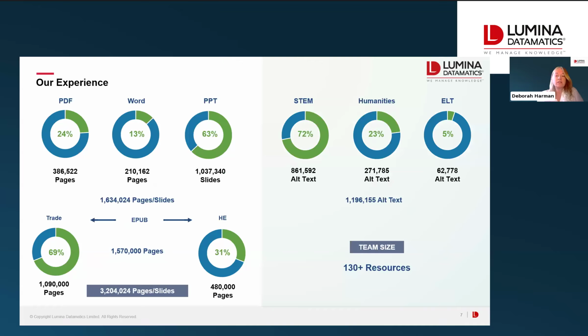So yeah, our team of over 130 people has wide experience across all document types, so PDF, Word, PowerPoint. We're also working across all the different subject areas, STEM and humanities and education as well. And we're EPUB specialists as well. We're a Benetech approved supplier. So we're working in the trade type of titles and the higher education academic titles, producing many thousands of EPUBs, as you can see there. So the experience here at Lumina is vast. And Tarun leading the team is really fantastic.